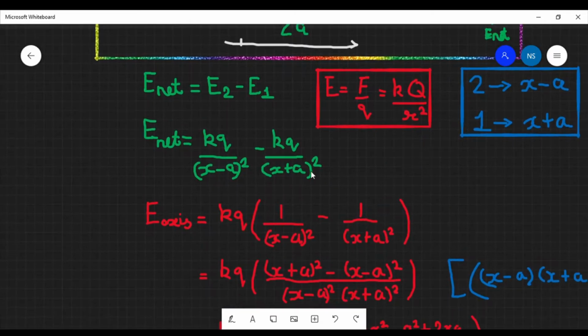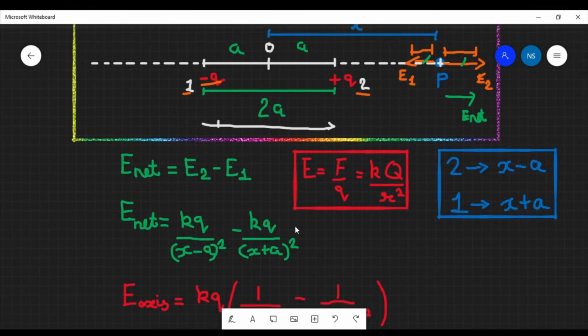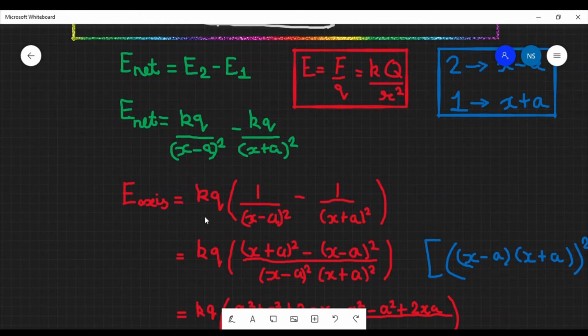Now we can simplify this equation. First of all, we will take kq common outside. Also, if you see over here, the charge for E1 is minus q, but the magnitude is only q. Here the minus sign gives the direction of the force. So kq is taken common, and what we are left with is 1 by x minus a whole square minus 1 by x plus a whole square.